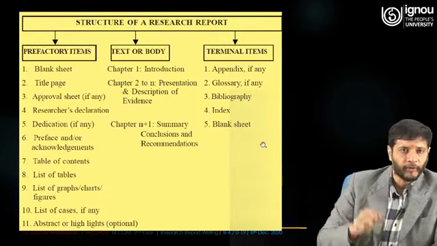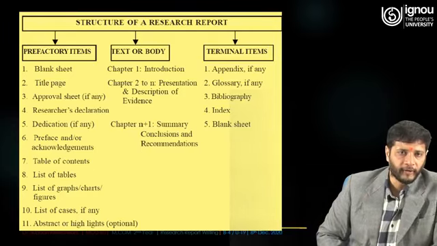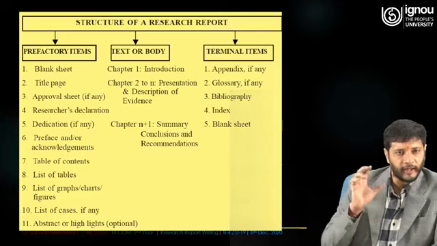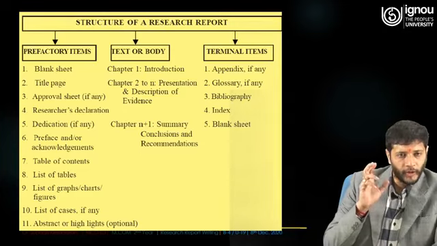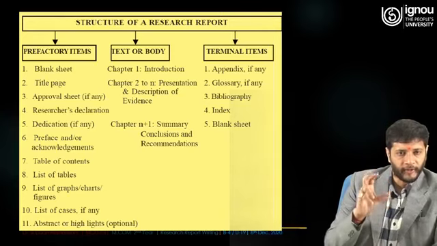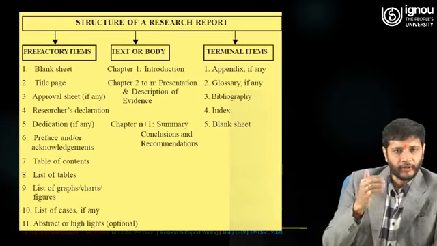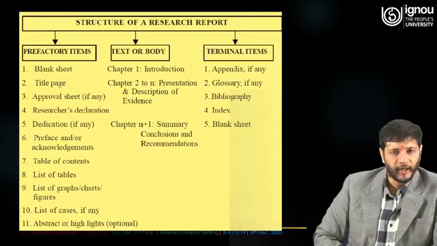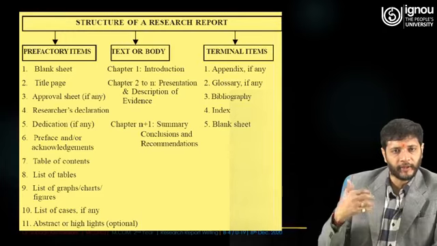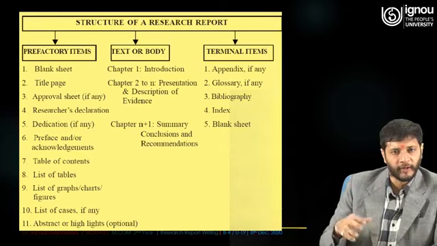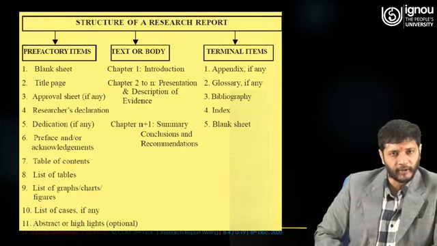And if you talk about the structure of a research report, prefatory items are there, text or body is there, then terminal items are there. The prefatory items are the blank sheet, the title page, approval sheet, research declaration, dedication, preface, TOC, which we usually call the table of contents, list of tables, list of graphs, charts, figures, list of cases, and abstract. And the text or body is going to be bifurcated into certain chapters. Chapter 1 talks about the introduction, chapter 2 talks about the description of evidence, chapter 3 talks about research methodology, chapter 4 talks about the data which we have used in our data analytics, and finally the summary, conclusion and recommendations are there.